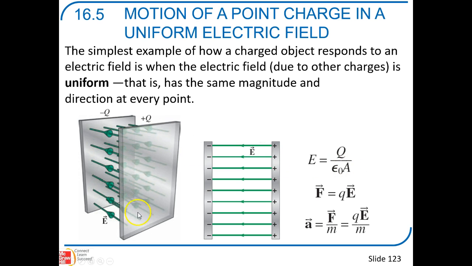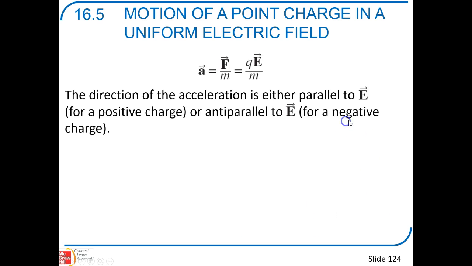So if we knew the area of the plates, we know this value, and we know the charge, we can find that electric field. The force due to the electric field is equal to Q times the electric field. And then the acceleration is force over mass, or we can say it's that charge times electric field all divided by mass. So just a little bit of a review of some of the equations we've looked at.